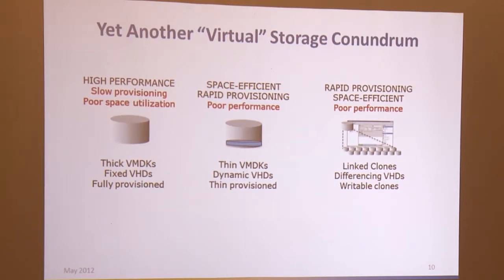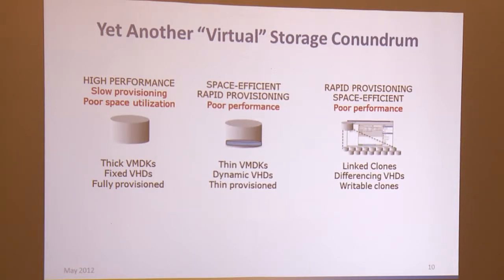Okay, so I made a few comments about this a little earlier, but I really want to make sure people understand what the options are here. If you look at native hypervisor storage options, in each of the major environments, vSphere, Hyper-V, XenServer, there are three options that you have. You can create a fully provisioned disk. That's that thick or fixed VMDK, fixed VHD on the left-hand side. You can see what the pros and cons of it. High performance, takes a long time to create, doesn't use space very well.